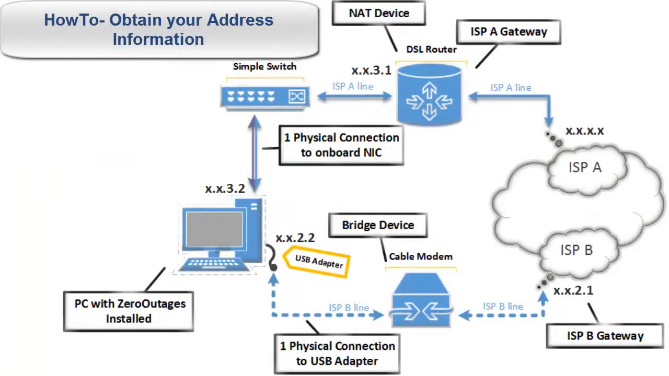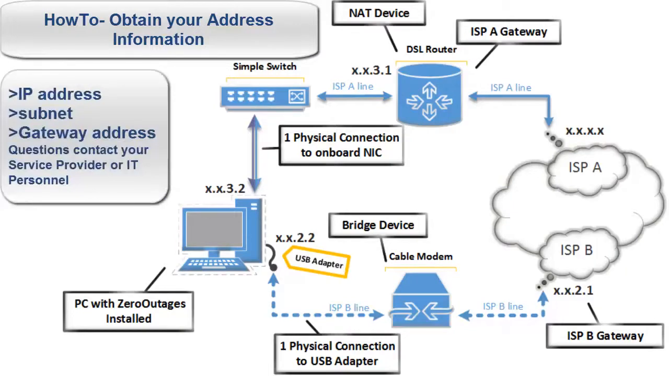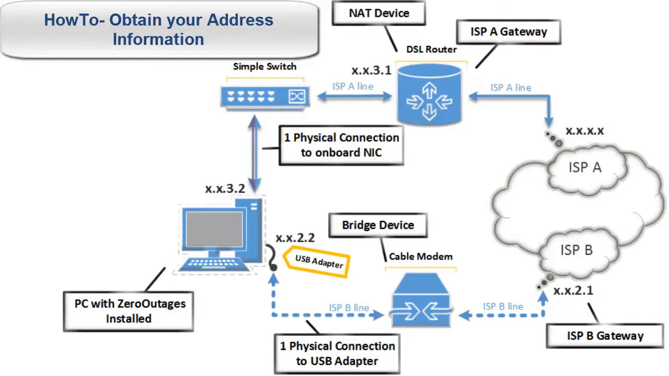The next step is to determine the IP address information which is configured for your primary and secondary internet connections. This is the 4-digit address which your internet service provider has assigned to you, or it is the address that was assigned to you via your local network gateway. The IP address assigned to your computer, the subnet associated with the IP address, and the gateway address. If you do not know this information, please contact your internet service provider or your assigned IT personnel. For an example of how to obtain the ISP address and gateway information, please review the how-to video on obtaining your IP address information.